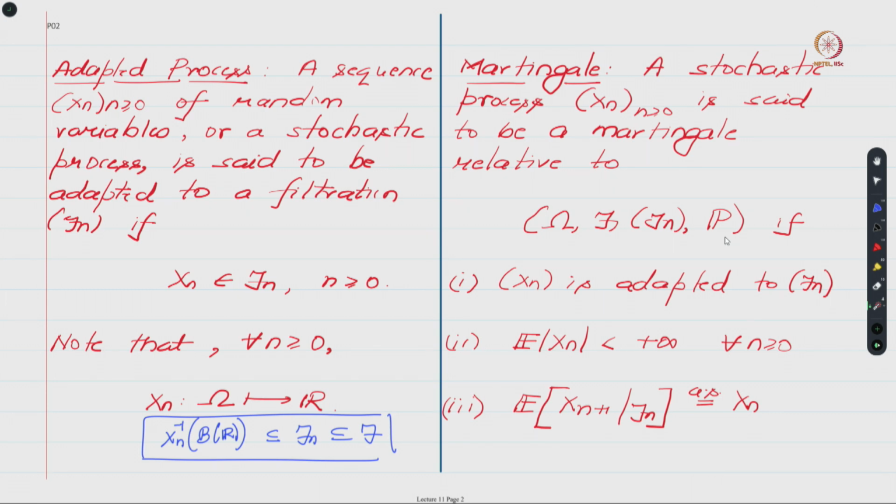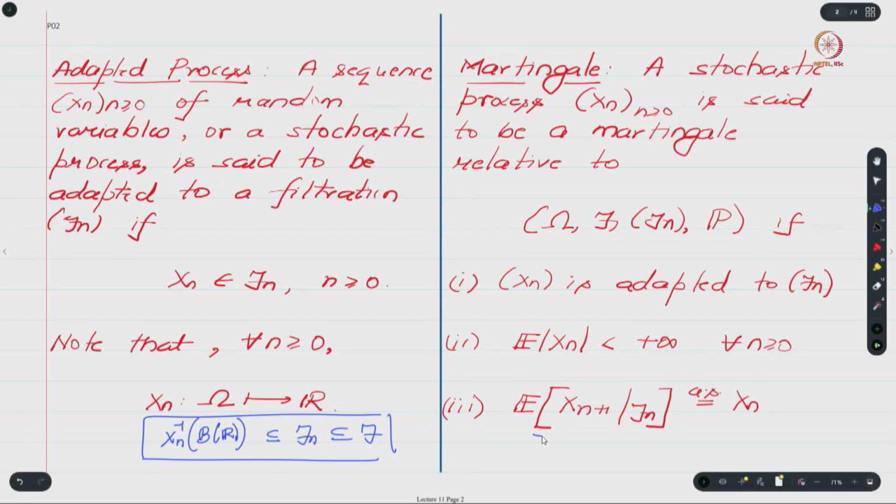The first property that we require is that Xn be adapted to this filtration Fn. The next property we require is that all these Xn's are integrable. In other words, we require that the expected value of the absolute value of Xn is less than infinity for all n. And lastly, and the most important property that we require is that the conditional expectation of Xn plus 1 given Fn is almost surely Xn, that is, on average Xn plus 1 behaves like Xn, right. And recall this conditional expectation notation, right.